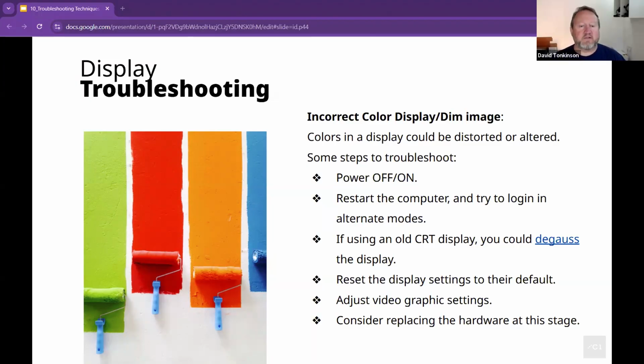you can, in your operating system, reset the display settings. Also, a lot of monitors have their own settings, don't they? So you can basically go into the menu of that particular monitor, reset it all. That might bring it back to what it should be.